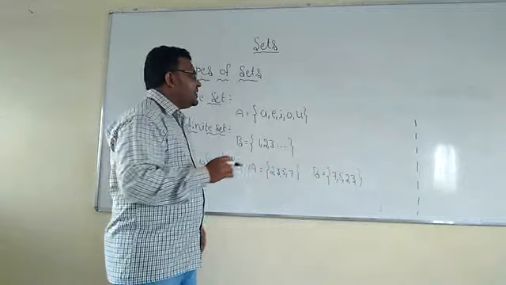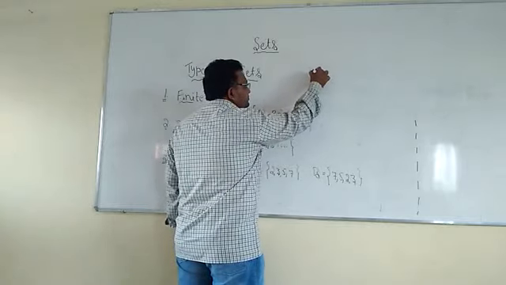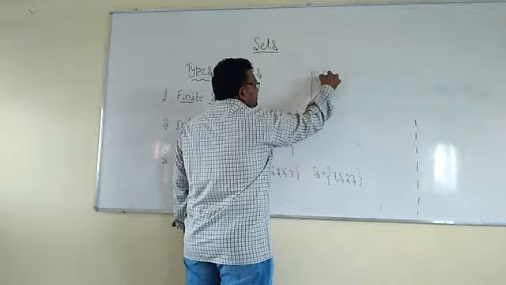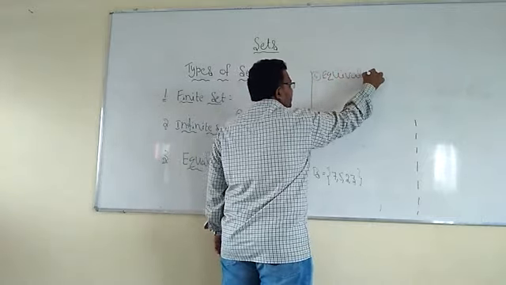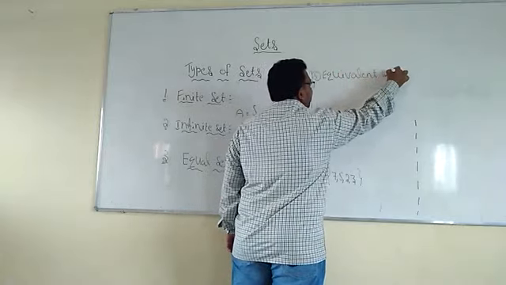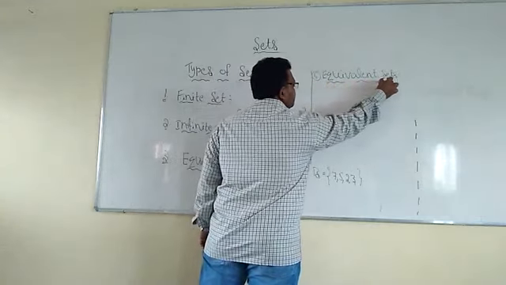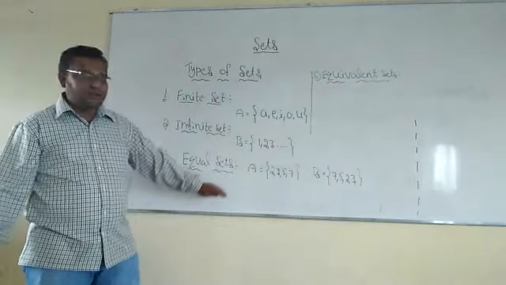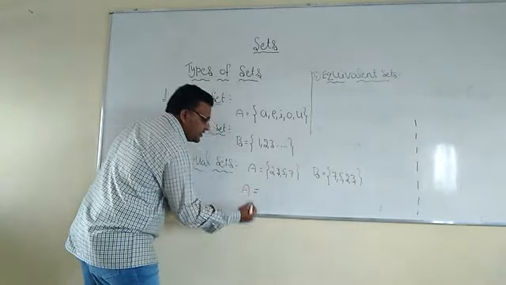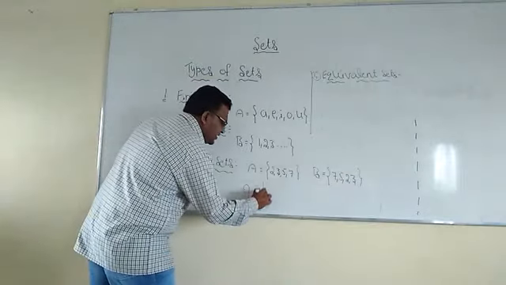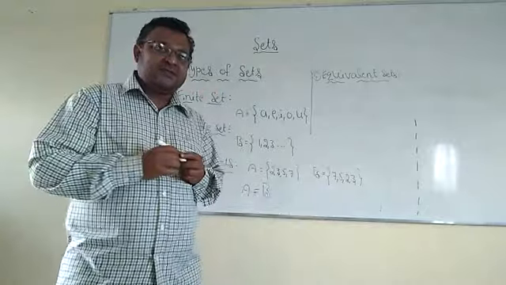And the next one is equivalent sets. Here equal sets, we will represent with the equal symbol, that means A is equal to B. Then after that equivalent. Equivalent means if number of elements in two sets are same.